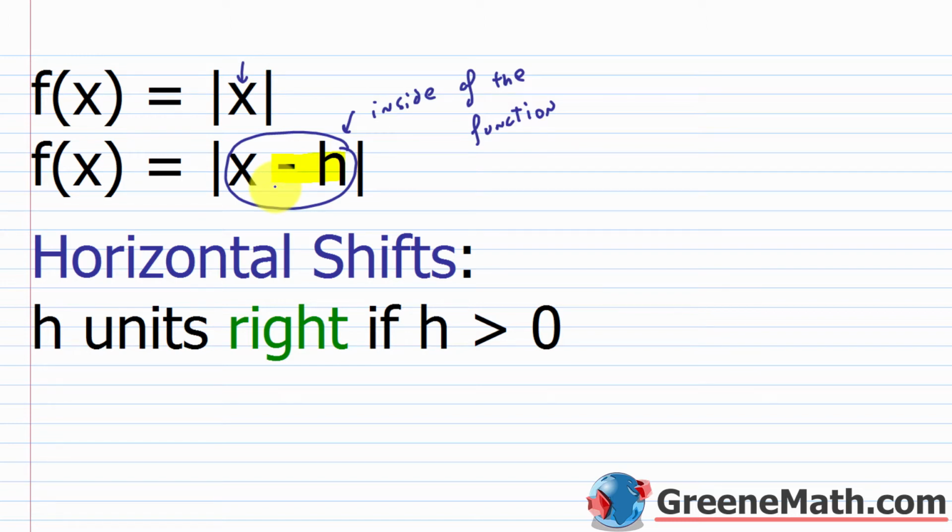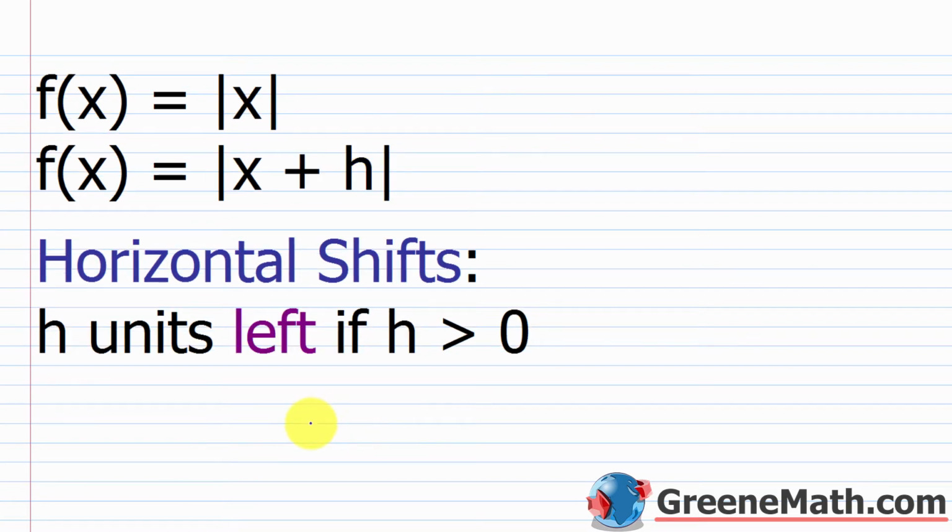Now, if you have something in this format, the horizontal shift will be as follows. We say if h is greater than 0, we would shift h units to the right. So if I saw f of x is equal to the absolute value of x minus 7, this would mean that I'm shifting 7 units right.